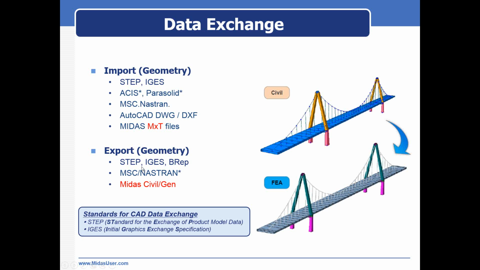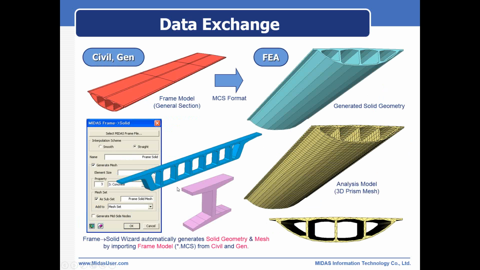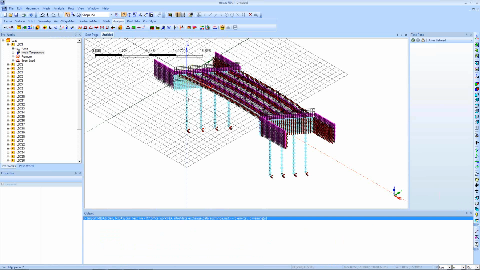For export, FEA supports export to STEP, IGES, BREF format, and files can be exported to Civil and Gen as well. Next is the data exchange between Civil and Gen to FEA. Actually, if we take a look at this model file, beams have been imported as 1D elements and 1D property has been assigned. What if the frame model from Civil is to be imported as solid? In that case, we have another option. Let's see that.